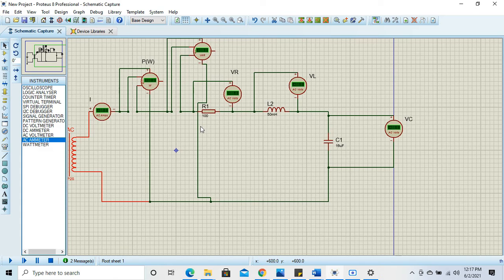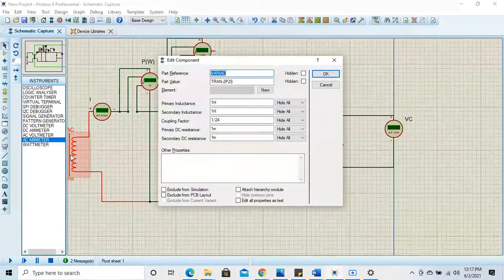So we start from the ratio 1 to 24, where 1 represents the secondary side, using 10 volts. Okay, let's do it.